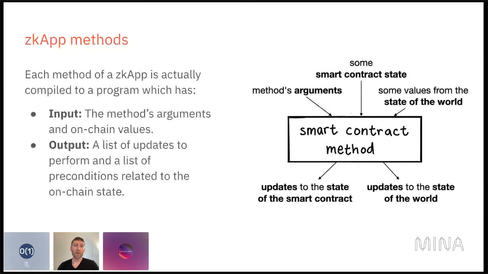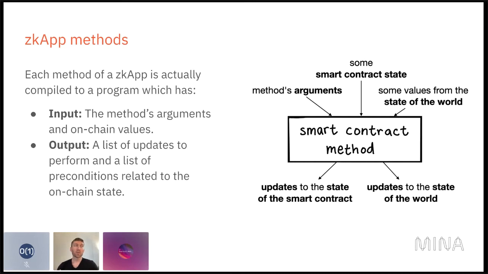The zkApp methods, when you're writing your smart contracts, can have a couple different inputs and a couple different outputs. You will have method arguments that are the private data that a user could input into your smart contract, for instance. And you can also have on-chain values that are related to either the protocol states or the account states. And then as the output to that method, we get a list of state updates to perform, and also a list of preconditions related to the on-chain states.